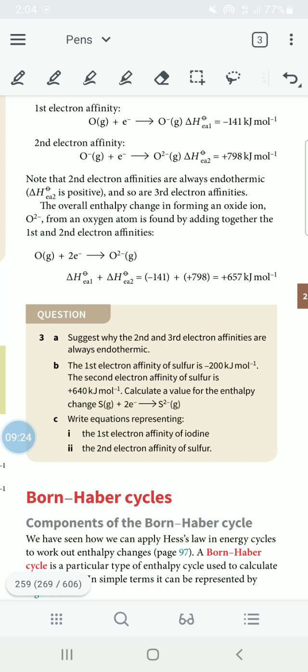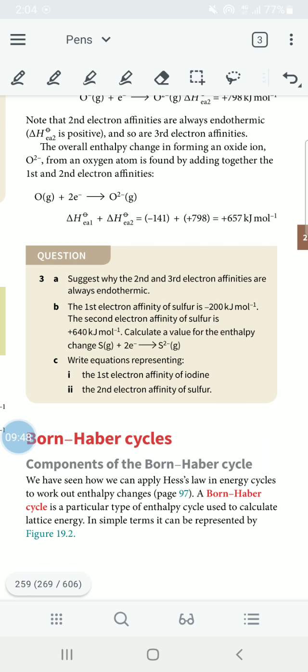I hope you did the questions. So let's do question number 3. Suggest why the second and third electron affinities are always endothermic. What is your answer? You probably must have given a good answer, but let's see whether your answer is correct. So they are asking, why are the second and the third electron affinities always endothermic?